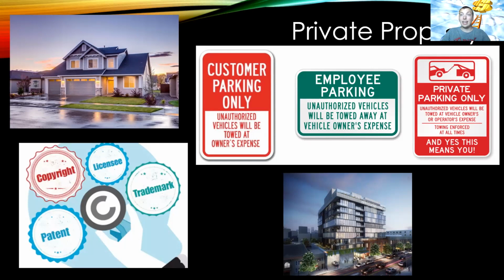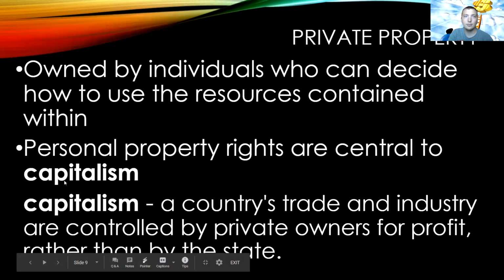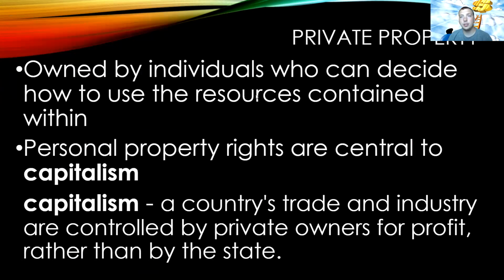Private property: the property that is exclusive to some individuals who have the buying power to get it and to manage it as well. And here are some examples of how private property can be managed, making their own rules if you're in a business, right? Copyrights, patents, licenses, trademarks. Private property is owned by individuals who can decide how to use the resources contained within. These things are central to capitalism.